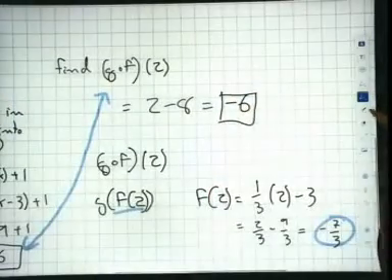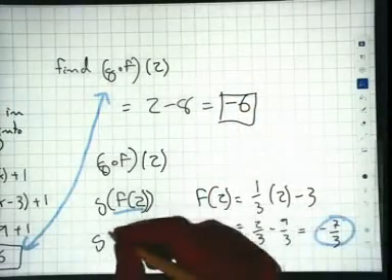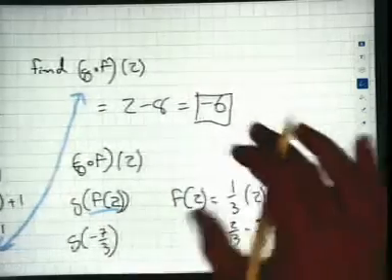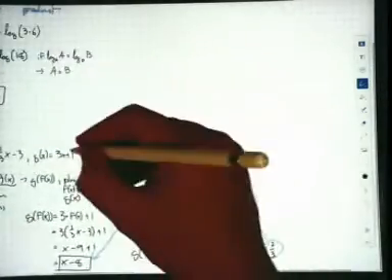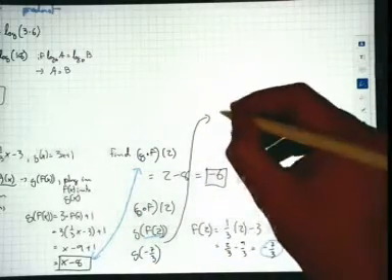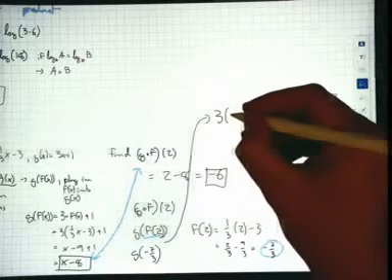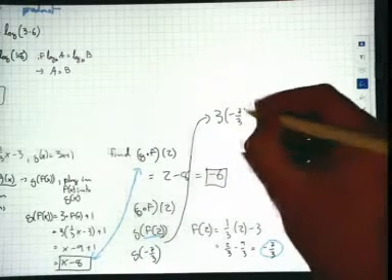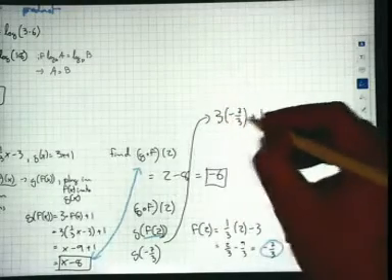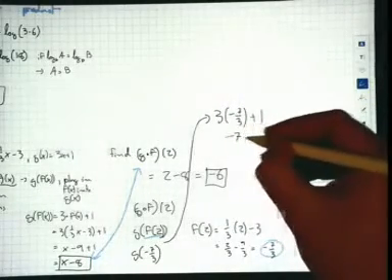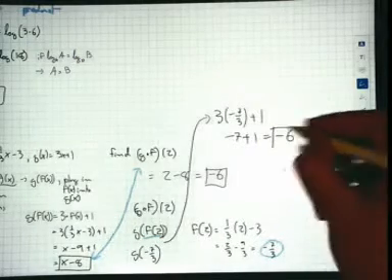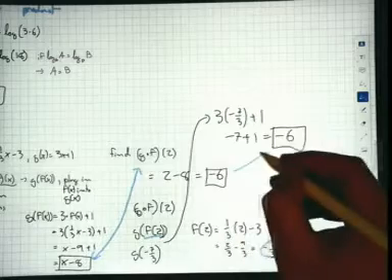So that means that I'm now going to do g at negative 7/3. Alright, so what is g again? G is 3x plus 1. So I need some more room over here. That's going to be 3 times a negative 7/3 plus 1. So the 3's cancel out, so that leaves you with negative 7 plus 1, which is equal to a negative 6. Oh, it's the exact same thing.